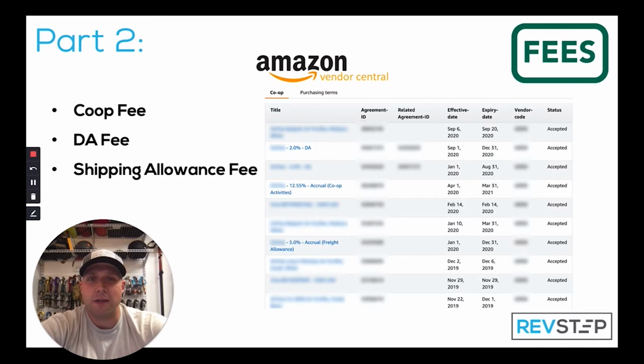This largely depends on how heavy and how bulky your item is. This particular account is at a 5% freight allowance. We managed an Amazon account for a company that sold bicycles, and so they were shipping very large items, and theirs was at 7%. I've seen it as low as 2%.